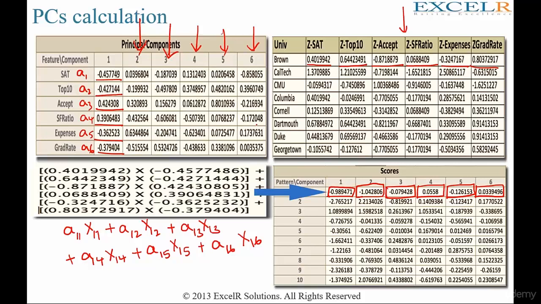and so on and so forth. If you continue this process, you'd get the complete principal component table here.